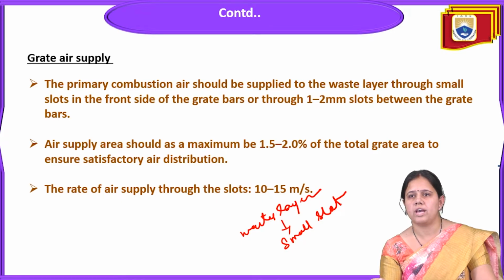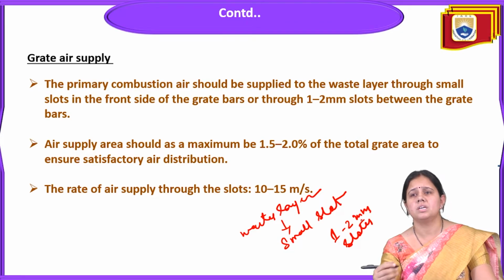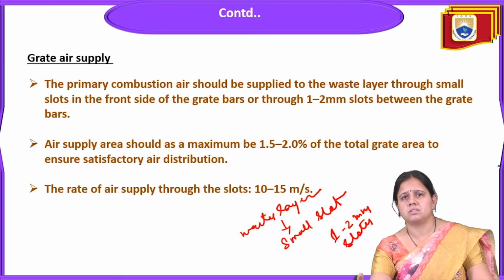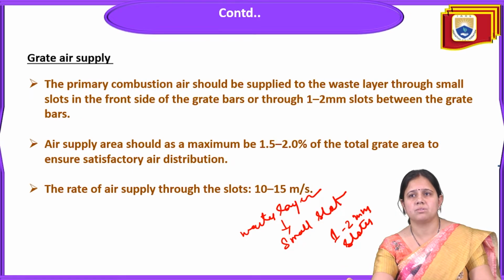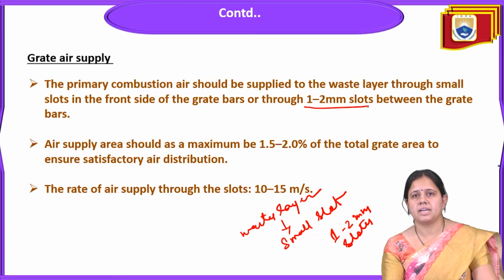Through 1 to 2 mm slots between the grate bars, the primary combustion air should be supplied to the waste layer through small slots in the front side of the grate bar or through 1 to 2 mm slots between the grate bars.